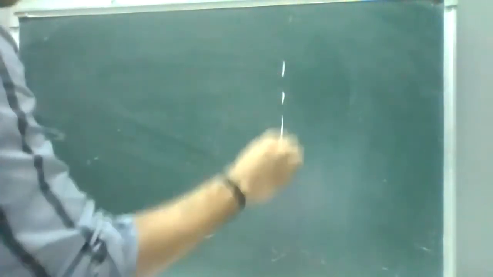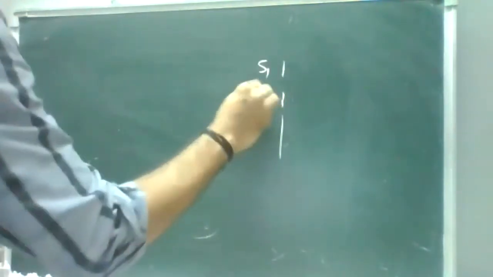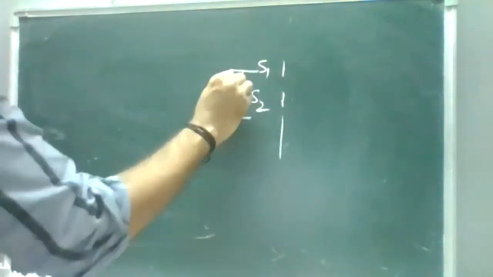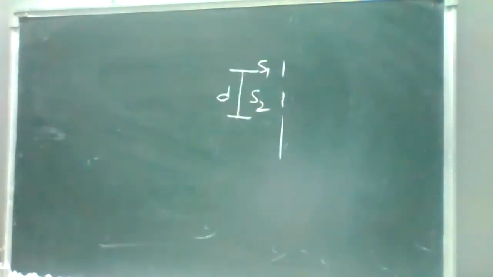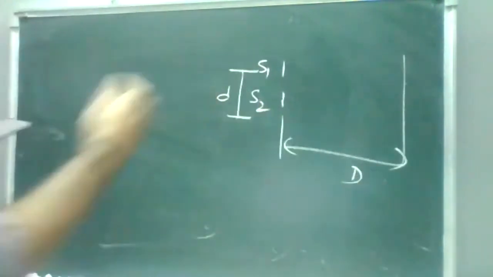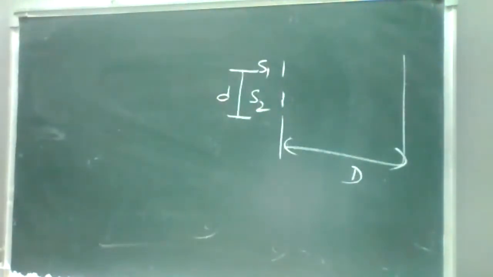So first, we'll see the conditions directly. There are two slits, two openings. This is your slit S1, this is your slit S2. The distance between the two slits is small d, and the distance to the screen is capital D. Now one by one we'll see.